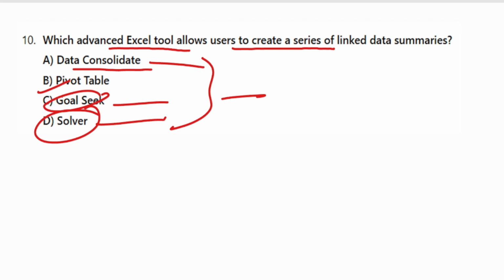So the correct option here is pivot table, because the question asks the user to create a series of linked data summaries. So the correct option is pivot table. When a question asks for a single value, we go with data consolidation, Goal Seek or Solver, because all other options A, C and D are focused on only a single value or optimization.